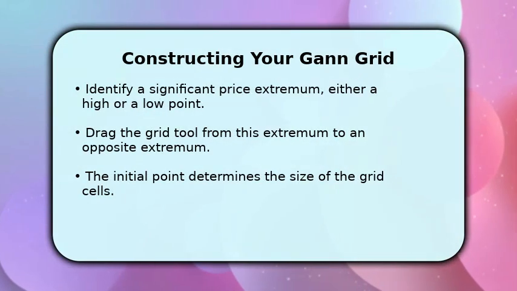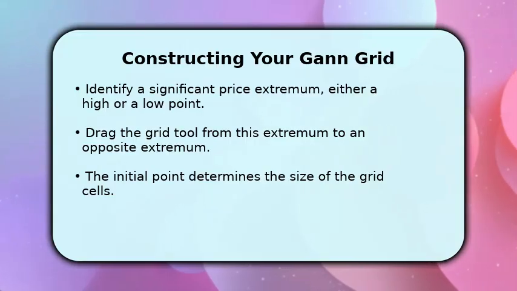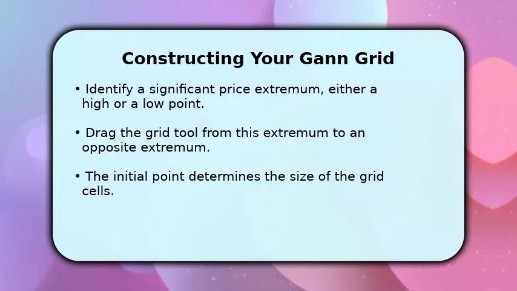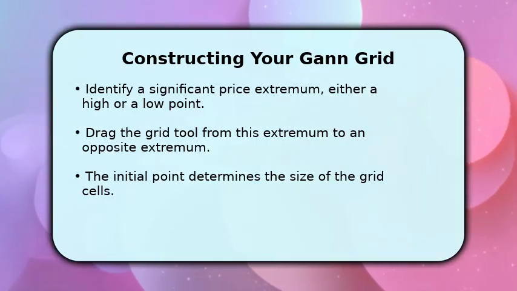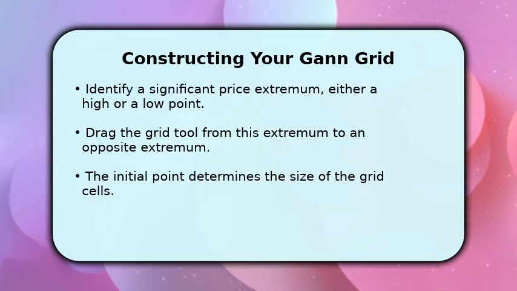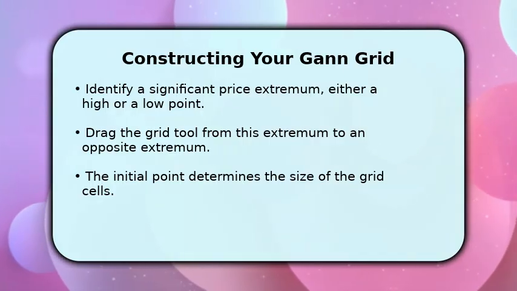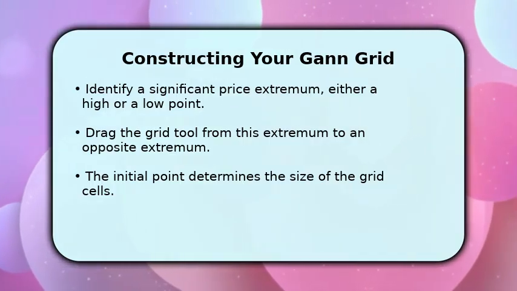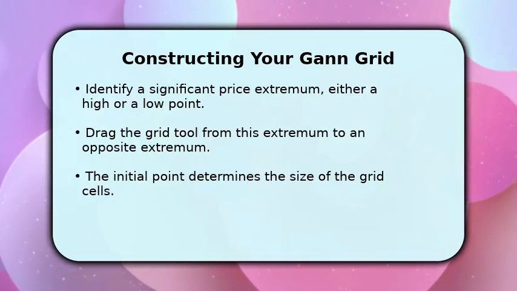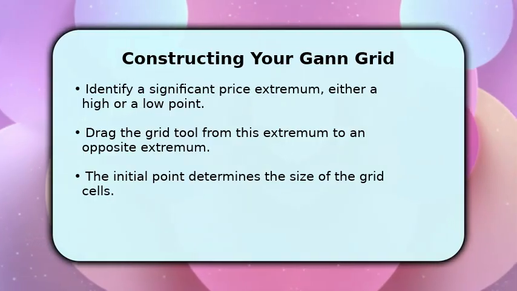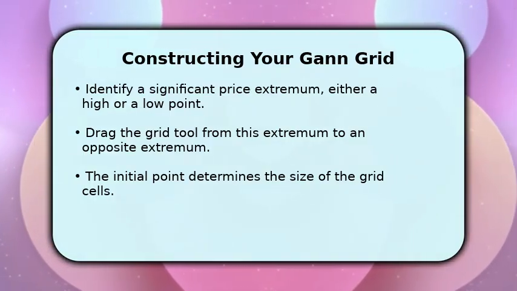To construct a Gann grid, first identify a significant price extremum on your chart, which could be a prominent high or a low point. If the market is in an uptrend, start from a minimum. For a downtrend, begin at a maximum. Next, drag the grid tool from this initial point to an opposite extremum. The distance between these 2 points will define the size of your grid cells. You can also adjust the pips per bar parameter to fine-tune the slope of the grid lines.